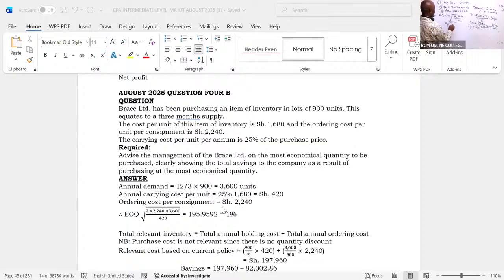So this will be the square root of 2D. D is 3,600. CO, are you able to see the CO? 2240, all over HC, which is 420. So first of all, you do whatever we have in brackets there.